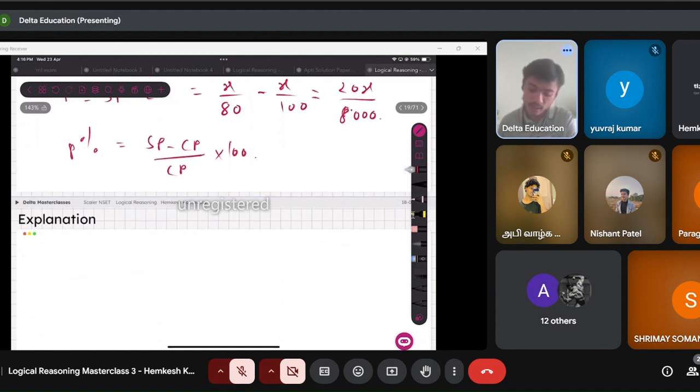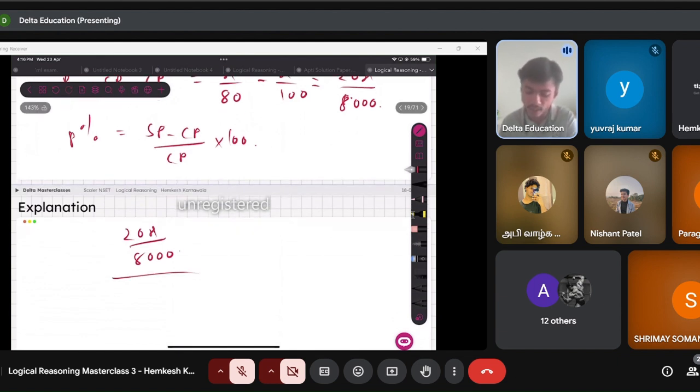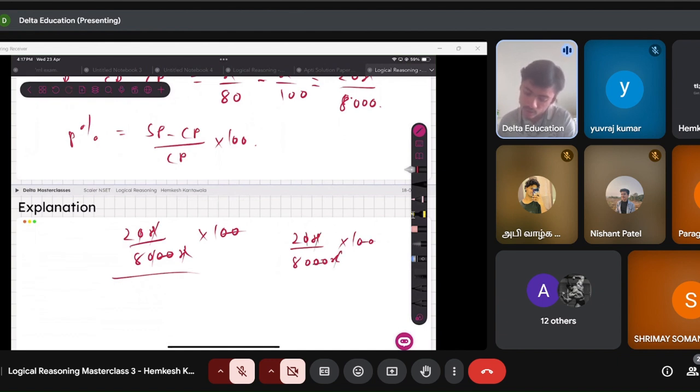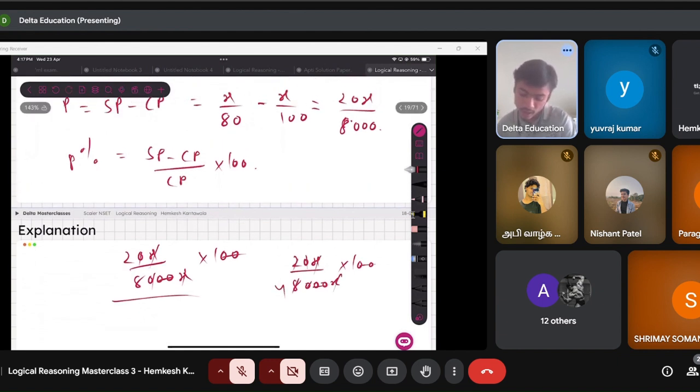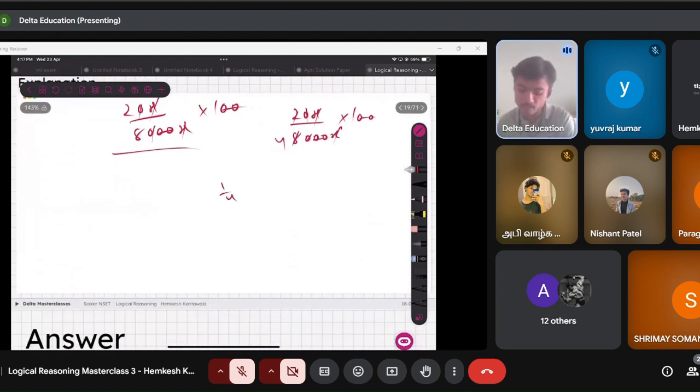Now what is the profit? Profit was 20X upon 8,000 whole upon the cost price. Cost price was again X, so I could write it over here itself. Now times 100. So this done, this done, X gone. So this is 20X upon 8,000X into 100. X is gone, this gone, this is 1 by 4 times 100, so this should be 25 percentage, correct.